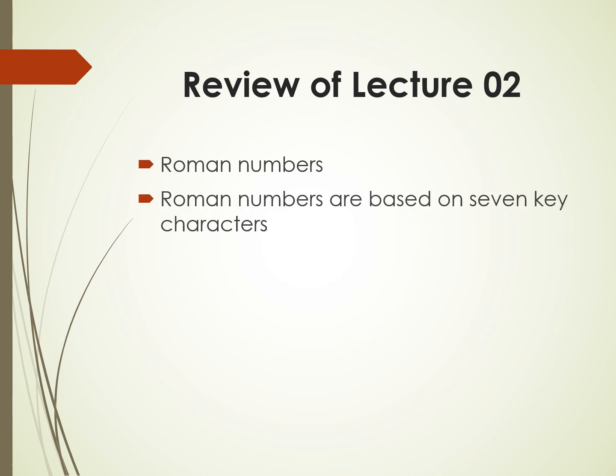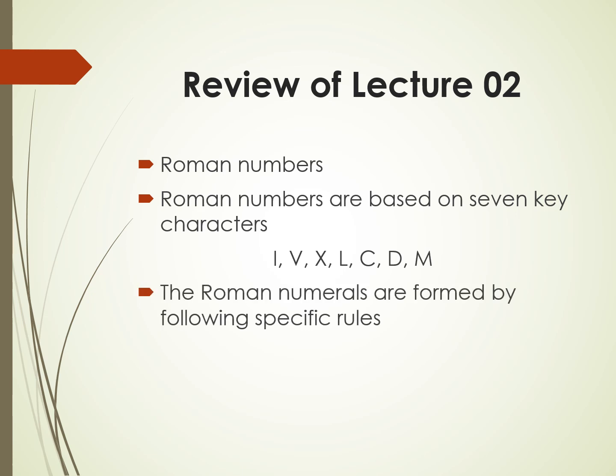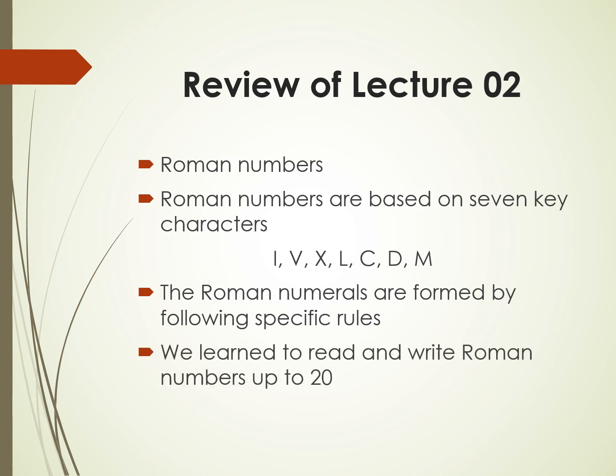Roman numbers are based on 7 key characters, namely I, V, X, L, C, D, and M. These characters have certain values, and all the Roman numbers are composed of strict combinations of these letters. The Roman numerals are formed by following specific rules. We learned to read and write Roman numbers up to 20.